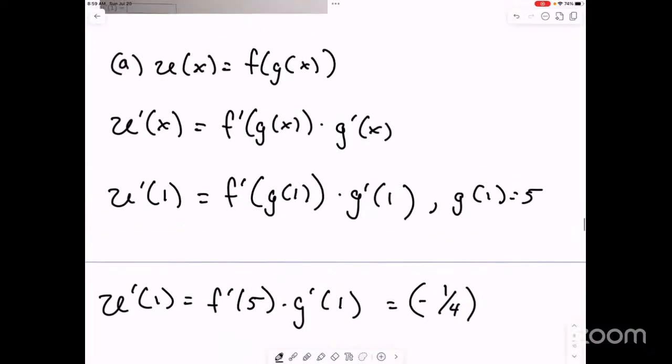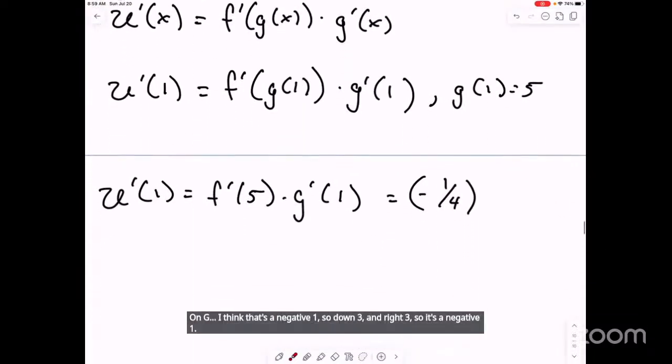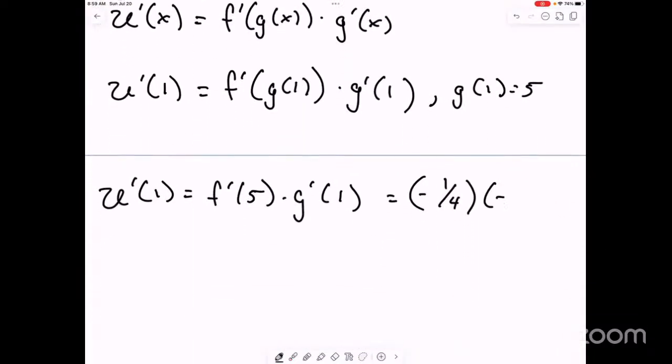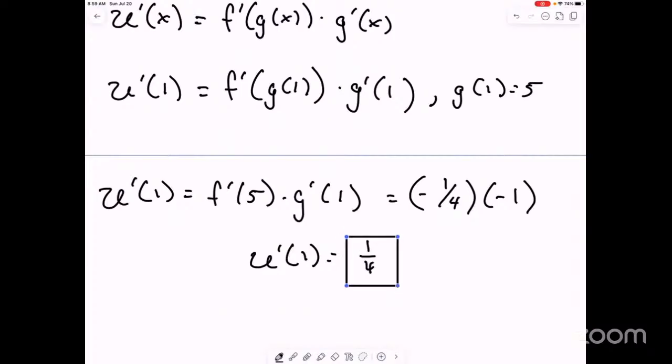G prime of 1, so when x is 1, what's the slope on g? I think that's a negative 1, so down 3 and right 3, so it's a negative 1. Okay, so then from here, I get that u prime of 1 is a positive 1 by 4. Okay, that's what I got there.